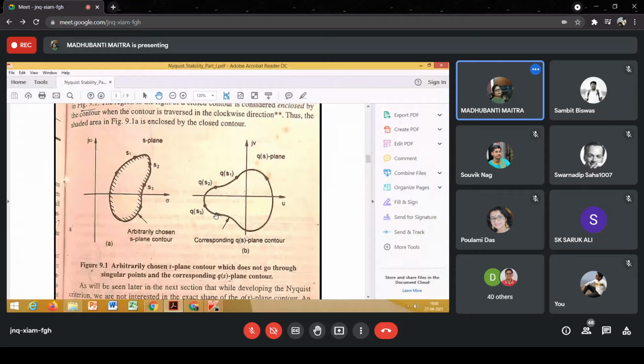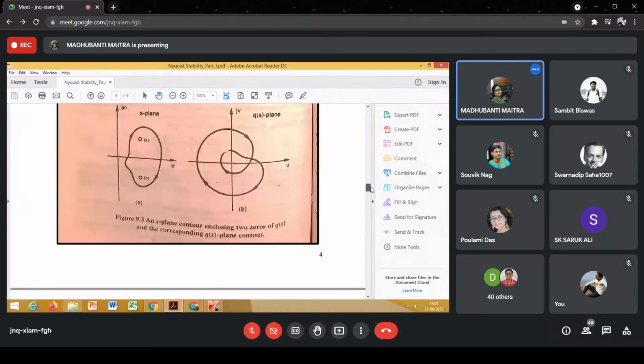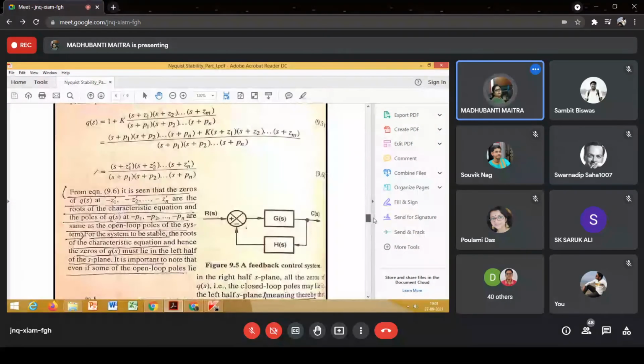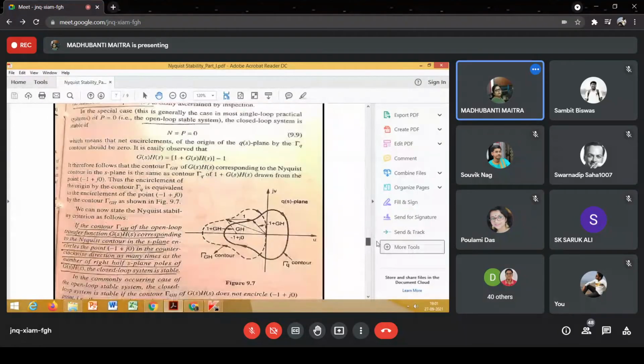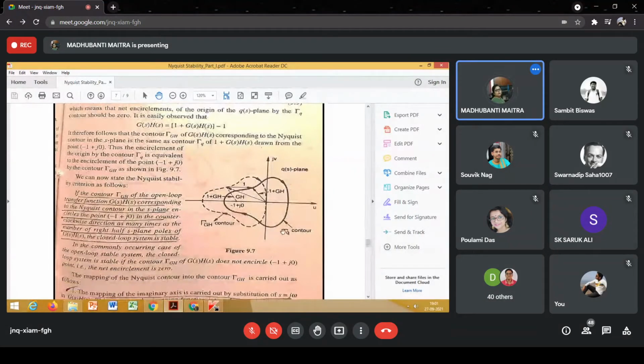Okay. Now, contours are generally denoted by the symbol tau. The QS plane contour, we generally call a tau q contour. We denote this contour as tau q. Can you see this tau q? So, tau q denotes the QS plane contour. Okay.